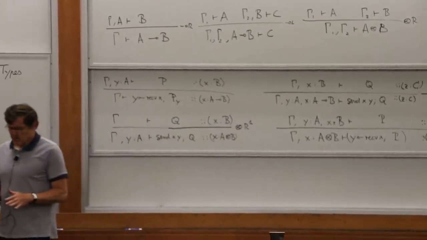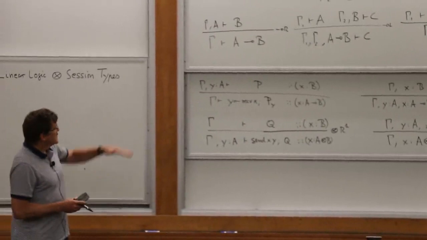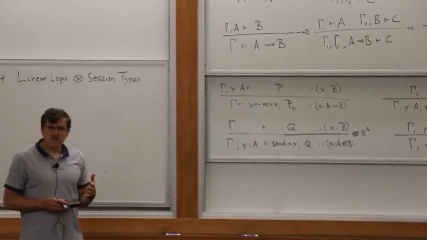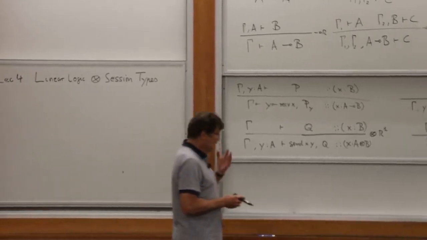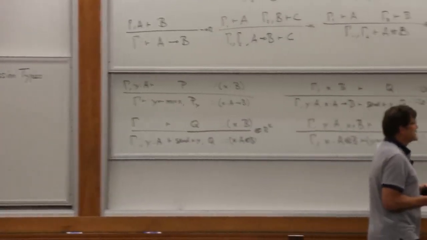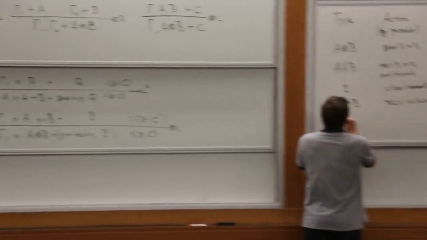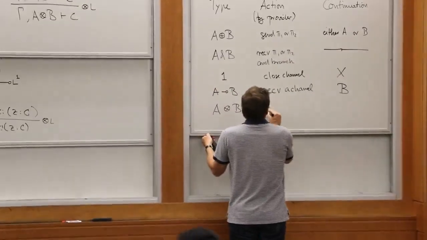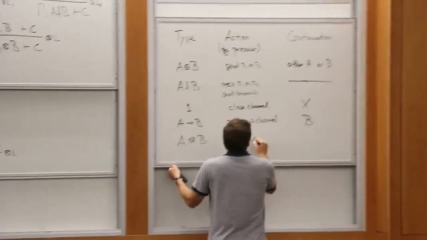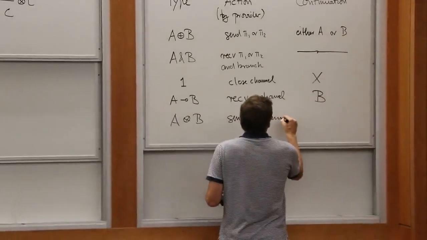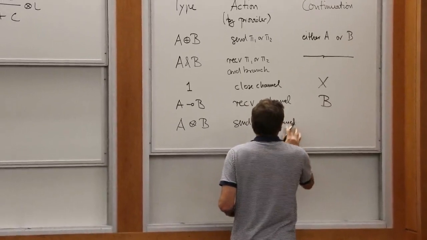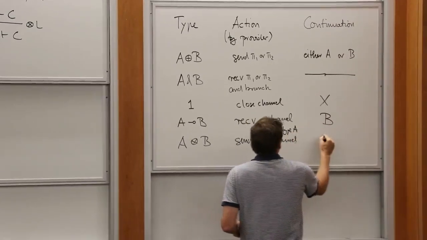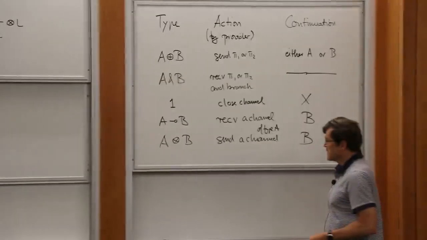And so if you now look at all the rules, you see that these rules have just one premise. And that's nice because we have a single continuation in our program instead of two continuations. And so then if you look at the type over here, A tensor B, it means you send a channel of type A. In both of these cases, the channel has type A. And you continue as B, okay?